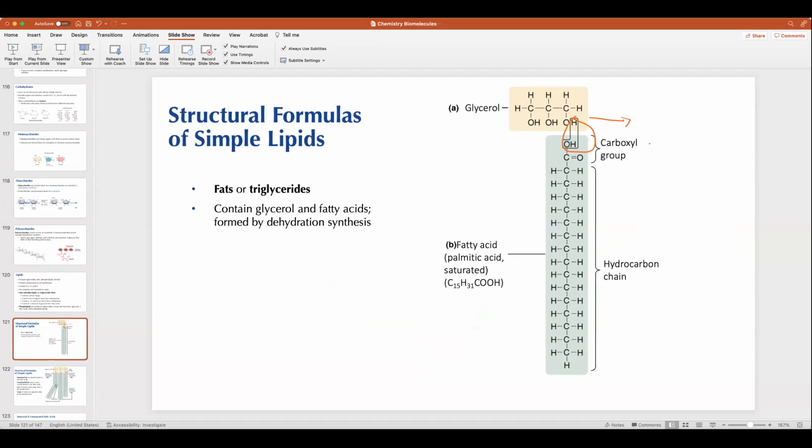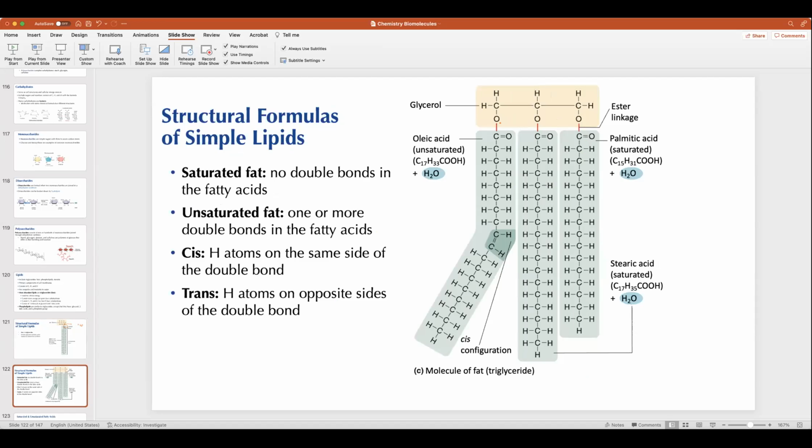And you're going to do it 3 times over, okay? And when you remove that water, you've removed the H that was up here and the OH that used to be down here, right? Okay, so that's how you're getting there. Take that off. And now you've linked 3 hydrocarbon chains or fatty acid chains to a glycerol molecule.